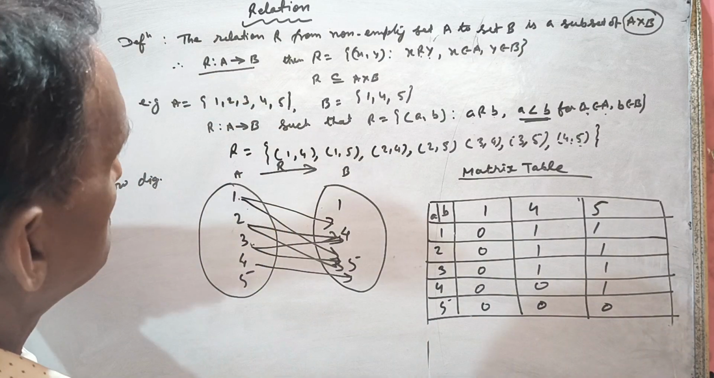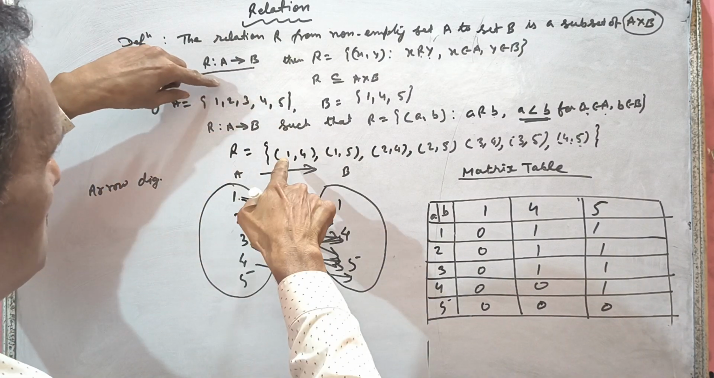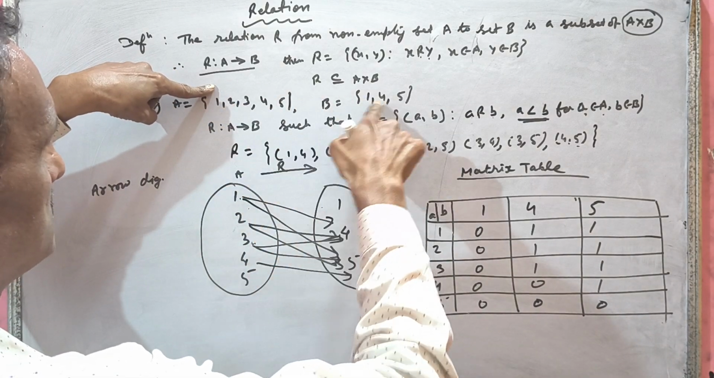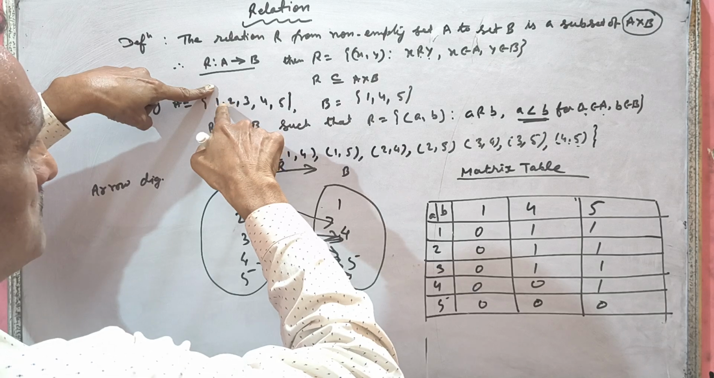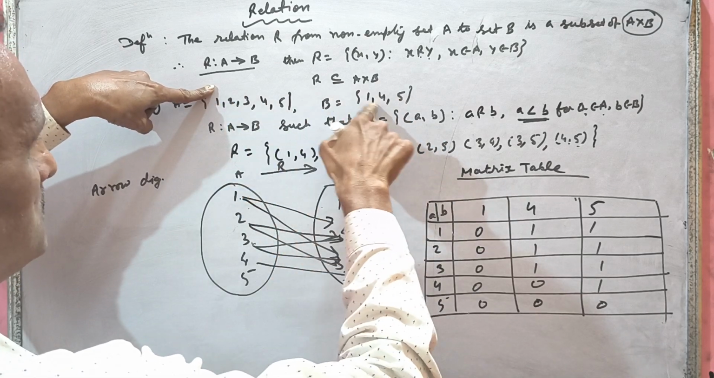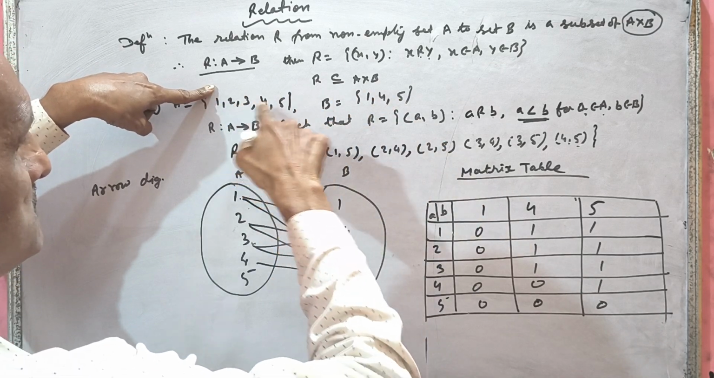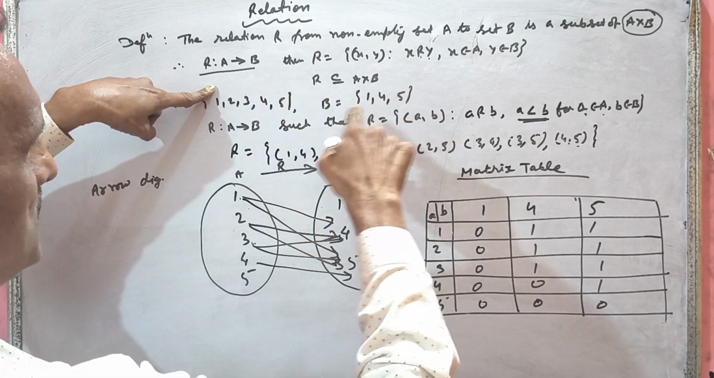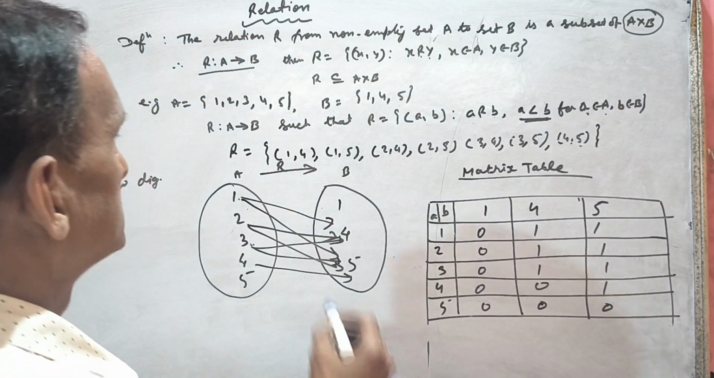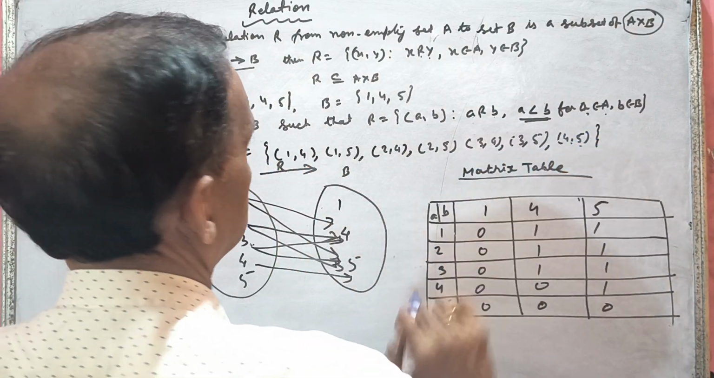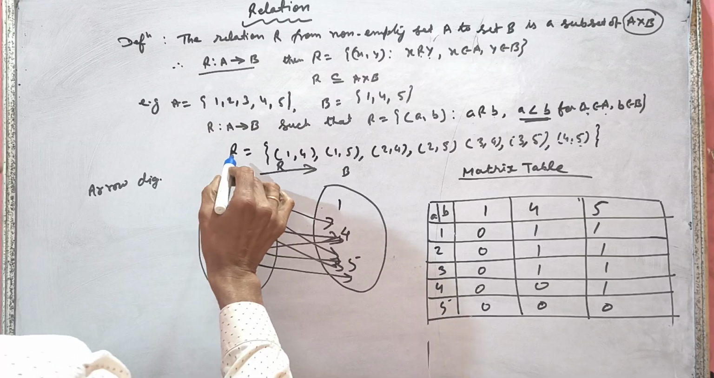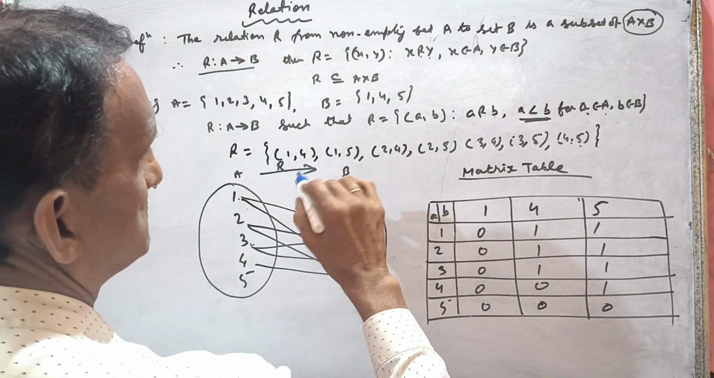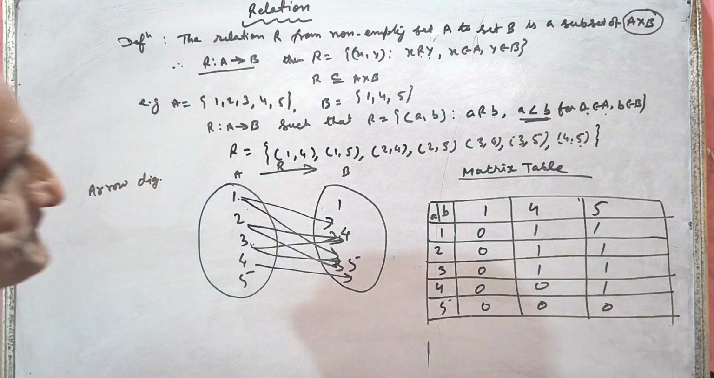So this is so easy to understand. The first component 1, so we can write (1, 4), 1 is less than 4, (1, 5), (2, 4), (2, 5), (3, 4), (3, 5). (4, 4) you can't write. So (4, 5). (5, 5) you can't write. Then the set of all these ordered pairs will be the relation R, written in this roster method.